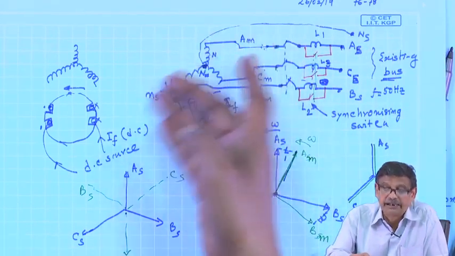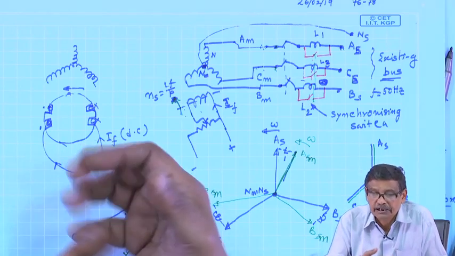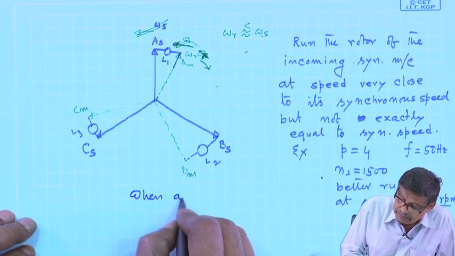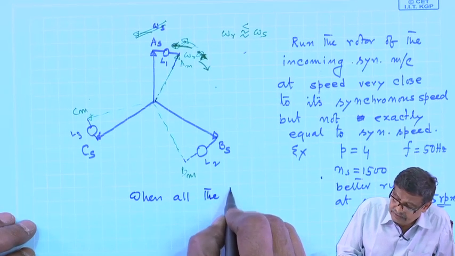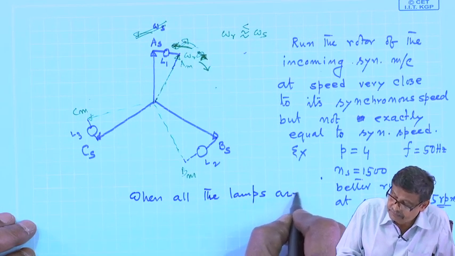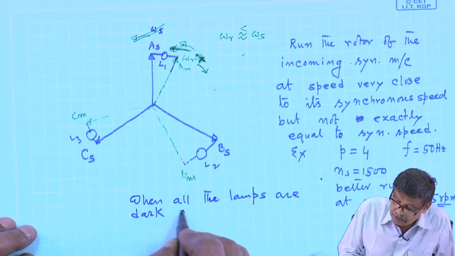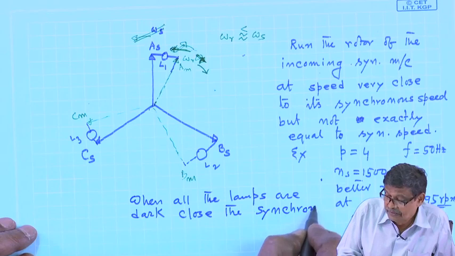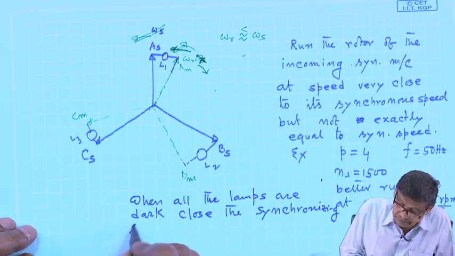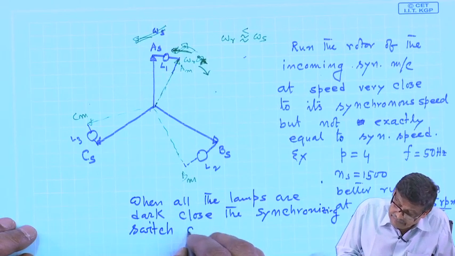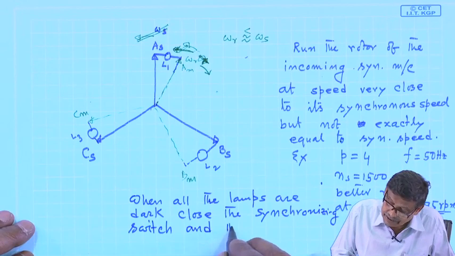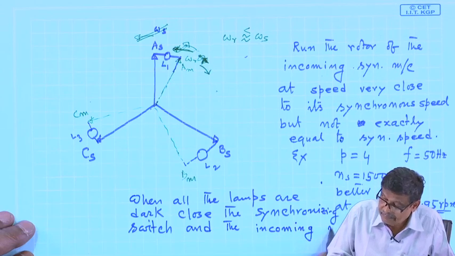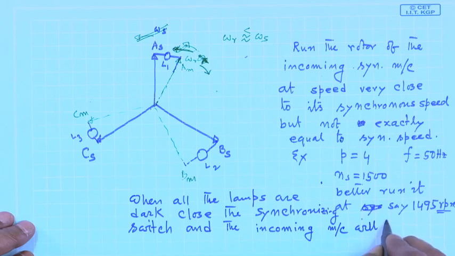Supply frequency will now decide the speed of the machine. This term is important. When all the lamps are dark, close the synchronizing switch, and the incoming machine will be pulled into synchronism.